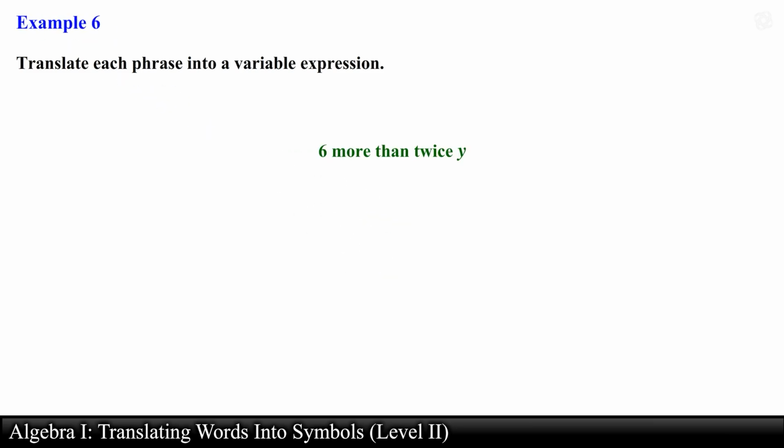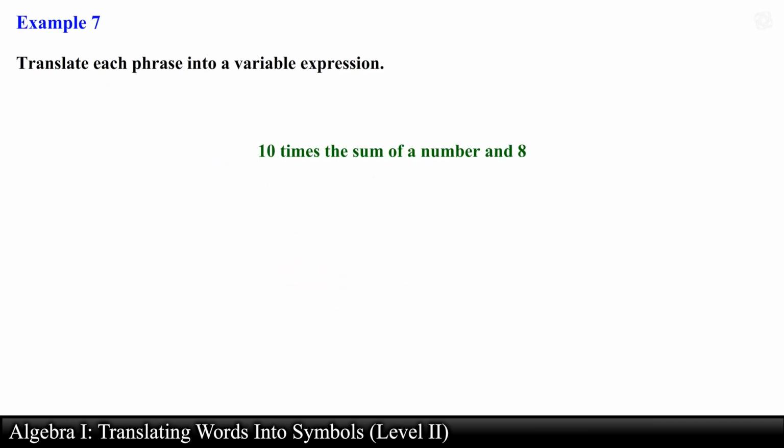Let's try a slightly more complicated one. 6 more than twice y. This phrase has two key words, more, which means addition, and twice, which means multiplication. So it's 6 more than 2y, or 2y plus 6. Notice that when we are dealing with addition, the order in which the numbers are added is not important. A word of caution, this is not the case for subtraction. So be careful with phrases involving the subtraction operator. The order in which the numbers are being subtracted matters.